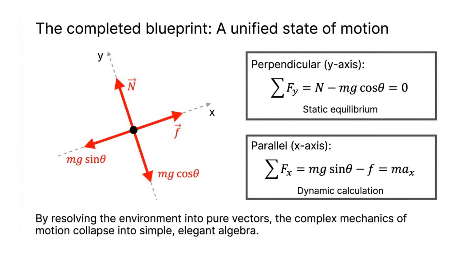By breaking down the forces acting on the body into perpendicular and parallel components relative to the slope, we simplify the problem considerably. The forces perpendicular to the slope balance each other out, putting us in static equilibrium, as shown by the equation where the normal force minus the component of gravity perpendicular to the surface equals 0. Meanwhile, the forces parallel to the slope combine to create acceleration, captured by the dynamic equation where the component of gravity along the slope minus friction equals mass times acceleration. This separation transforms what initially seems like a complex motion problem into straightforward algebra, making analysis more efficient and easier to understand.